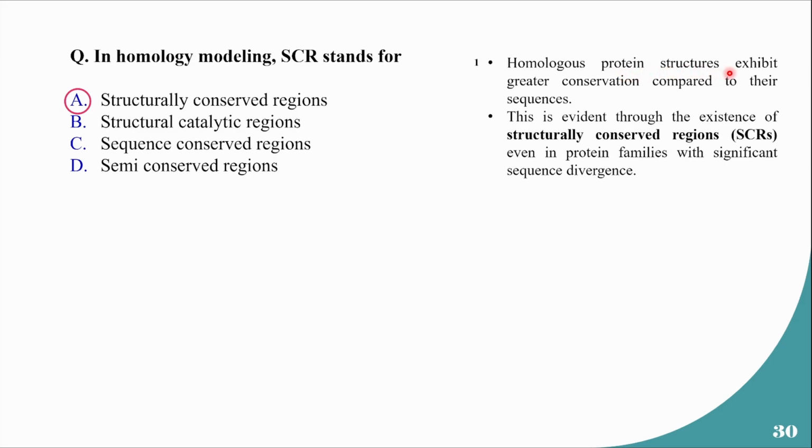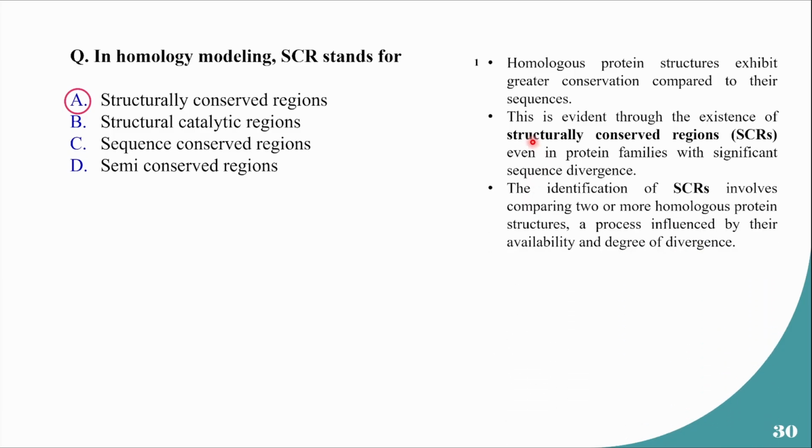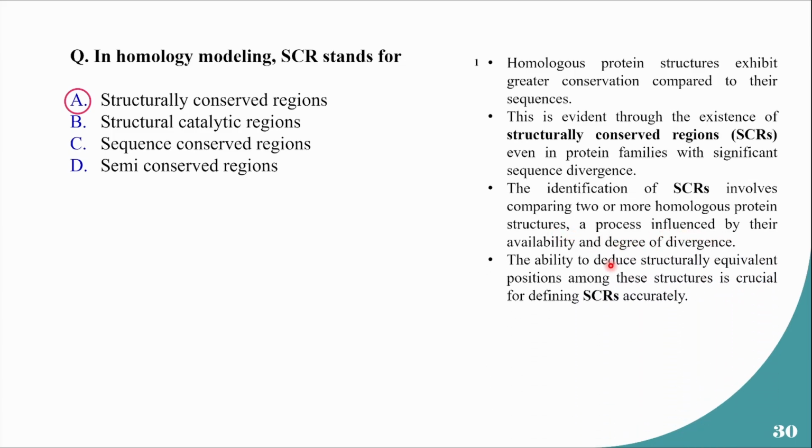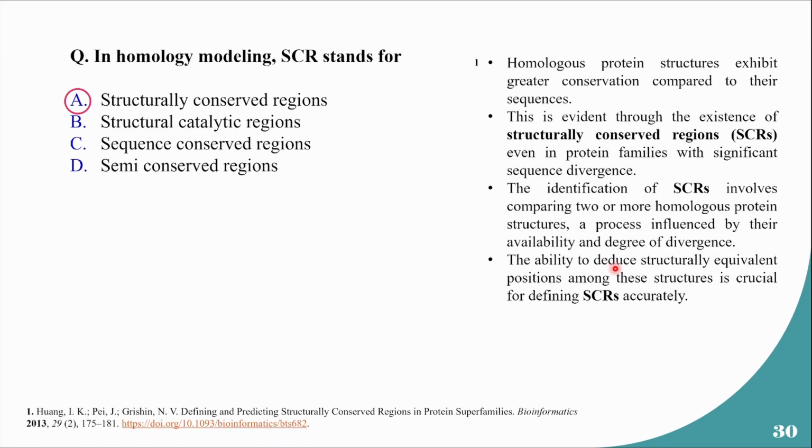Homologous protein structures, of course, have great conservation compared to the sequences, and this is evident through the existence of structurally conserved regions. Even in protein families where there is significant sequence divergence, structurally they are very similar. They have different conserved regions, and those are termed structurally conserved regions, or SCR. It involves comparing two or more homologous protein structures, a process influenced by their availability and the degree of divergence as well. Then you can deduce structurally equivalent positions among these structures, which gives you the idea about the conserved regions.